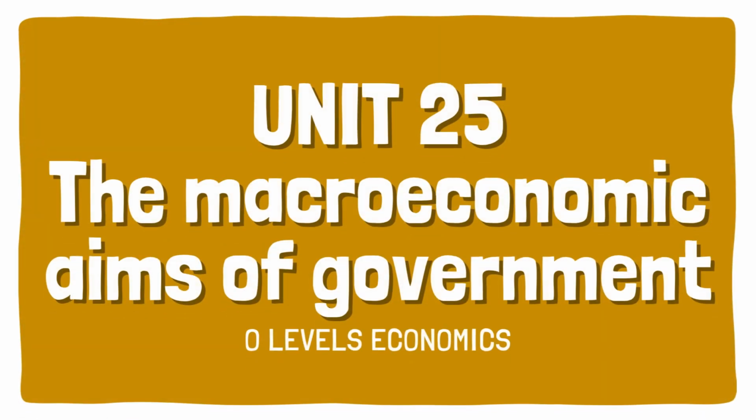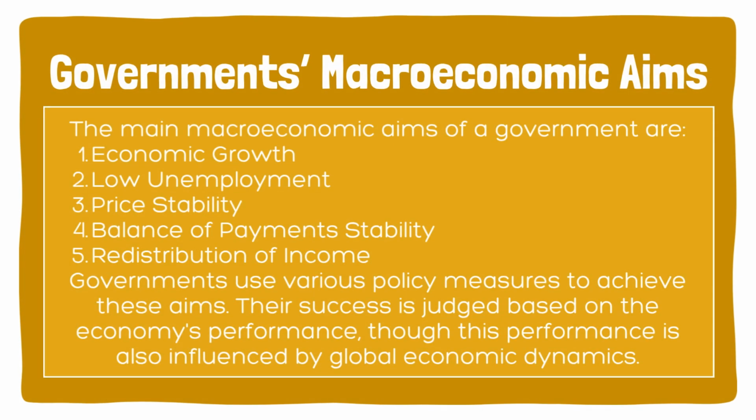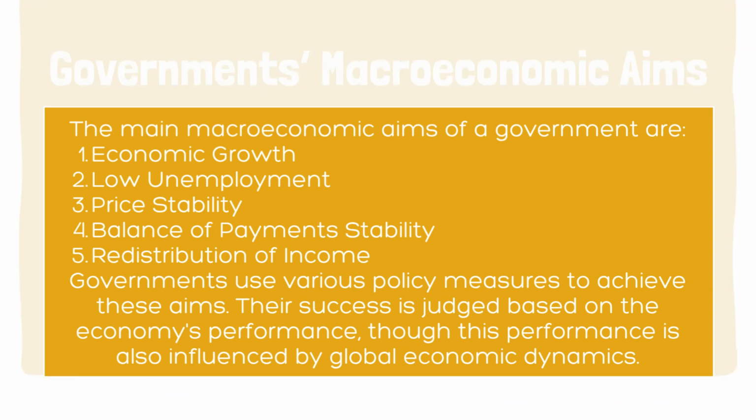Welcome to OLevels Economics Unit 25: Macroeconomic Aims of Government. The main macroeconomic aims of government include economic growth, low unemployment, price stability, balance of payments stability, and redistribution of income. Governments use a variety of policy tools to achieve these objectives, although success also depends on global economic conditions.